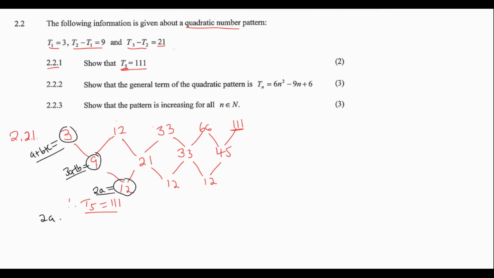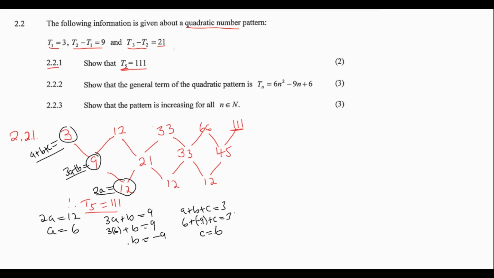Right, so 2a is equal to 12, meaning that a is equal to 6. Then 3a plus b is equal to 9, meaning that 3 times 6 plus b is equal to 9. Then b is equal to 9 minus 18, which is negative 9. Then a plus b plus c is equal to 3, meaning that 6 plus negative 9 plus c is equal to 3. 6 plus negative 9 is negative 3. Negative 3 transposed to the right hand side becomes plus 3. c is equal to 3 plus 3, c is equal to 6.